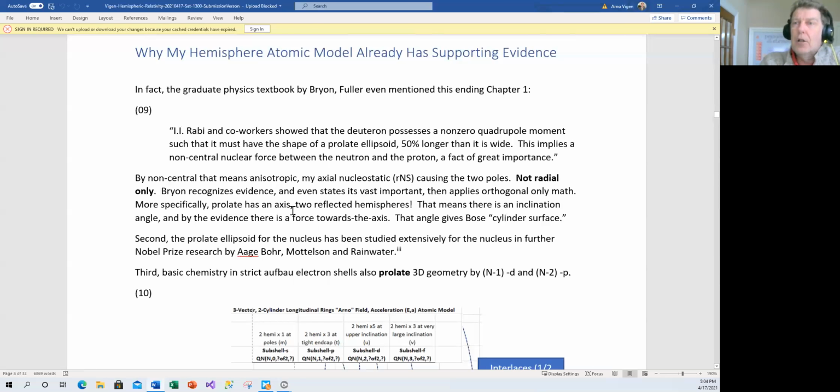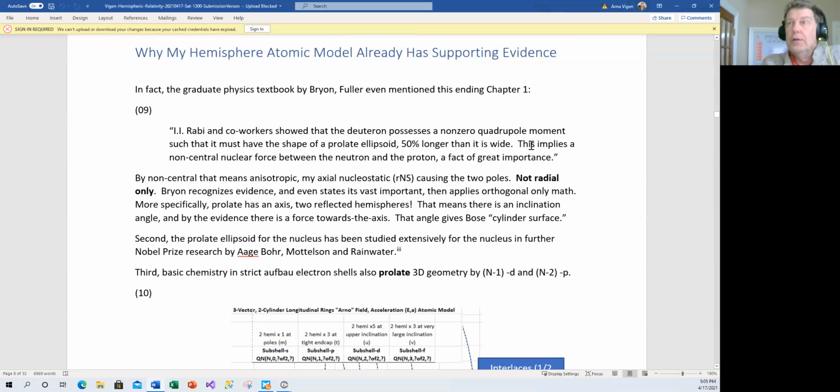Okay, so my model already has supporting evidence. Rabi already determined that the deuterium, that's the hydrogen version with an extra neutron, has a non-zero quadrupole moment. And that means that it's a prolate ellipsoid. That means it's 50% longer than it is wide, because you've got the proton and the neutron, and they form an axis, a nucleostatic axis. So that evidence is about what I call my nucleostatic axis.